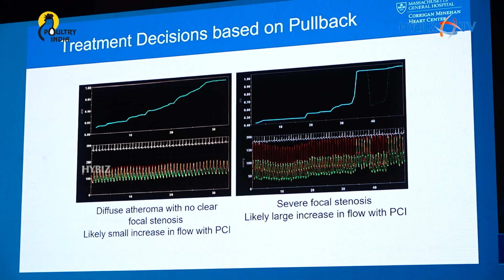Moreover, you can figure out what the best treatment modality is. So take a look at these 2 pullbacks. One of the things you may realize here is that there is a diffuse loss of pressure because there's diffuse atheroma. Whereas here, you have a big pressure loss at a focal area. So the pullback on the right would be well treated with a single stent, whereas the pullback on the left most likely would be better treated with a LIMA if this was an LAD.